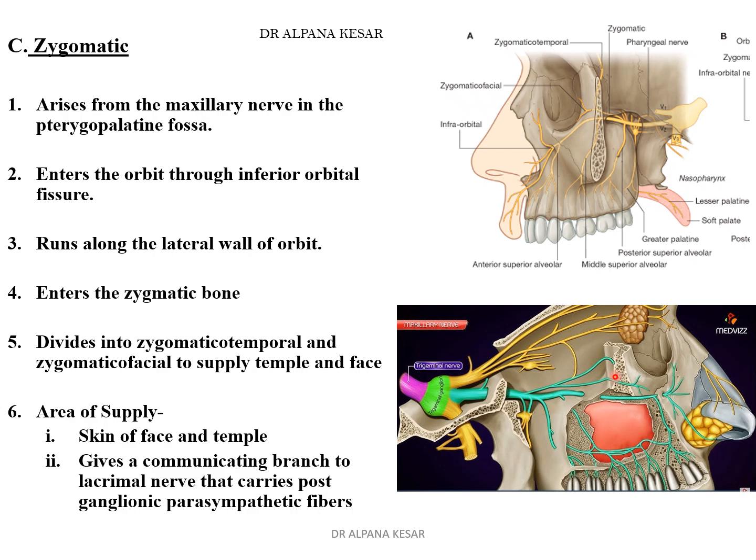Through zygomaticotemporal and zygomaticofacial, the zygomatic nerve supplies skin of face and temple. Zygomatic nerve gives a communicating branch to the lacrimal nerve. These fibers carry postganglionic parasympathetic fibers to the lacrimal gland.